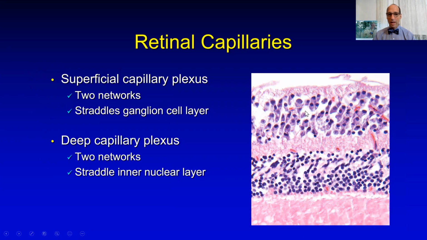And then when you get into the center of the macula, you have 2 capillary plexuses, which each divide into 2 networks, so you end up with 4 capillary plexuses. Your superficial capillary plexus straddles the ganglion cells. So you have some capillaries here and some down here. You can see they kind of connect to here. That sort of spans 2 different capillary plexuses. And then your deep capillary plexus straddles the inner nuclear layer here.